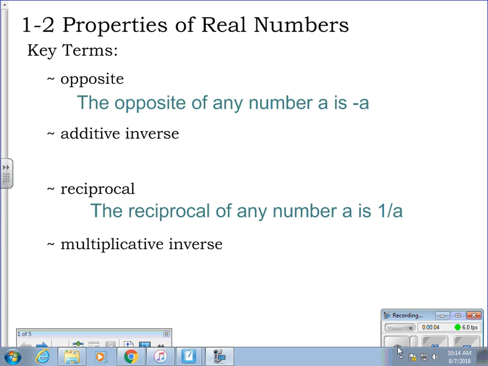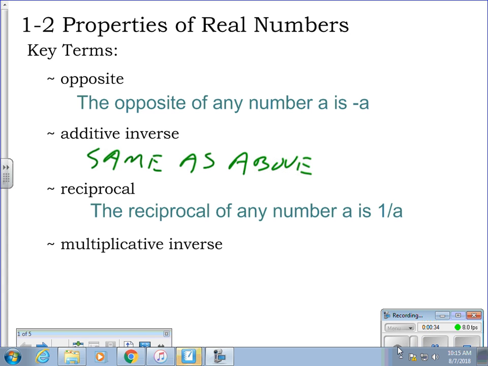Okay, so properties of real numbers, key terms. Opposite, the opposite of any number A is negative A. If it's negative, the negative makes it positive. The additive inverse is the same as above. The additive inverse and the opposite of a number are the same thing. Okay? Two ways of saying the same thing. Additive inverse, opposite, they are the same thing.